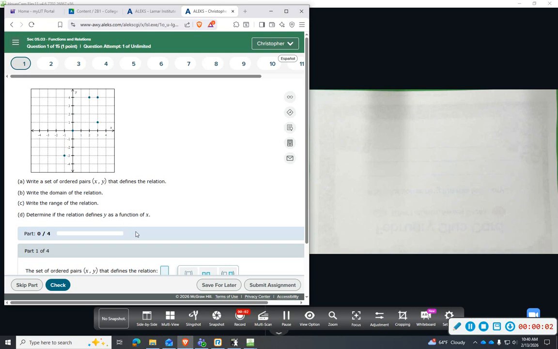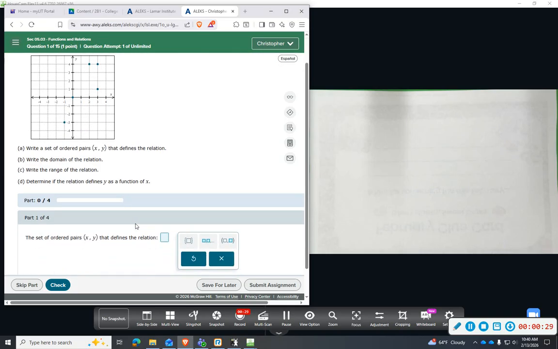All right, today we're going to be working section 5.3, functions and relations. So number one, we want to write a set of ordered pairs, x and y, for the relation that we're given. We're going to write the domain, the range, and determine if the relation defines y as a function of x.